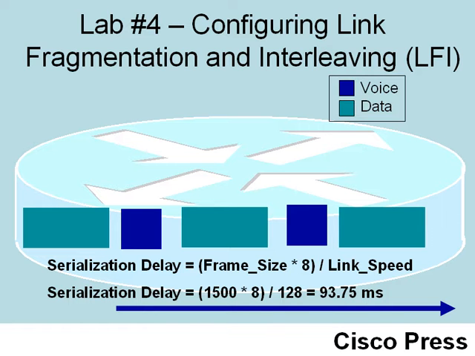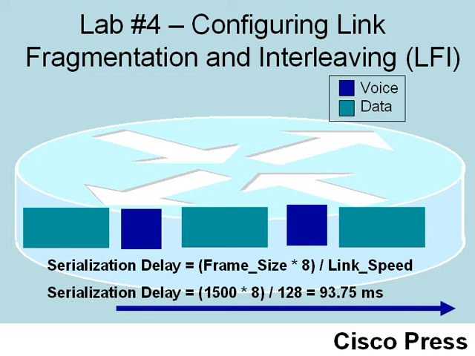In our example, let's say that we have a 1500 byte frame being sent out of a 128 kilobit per second link. That would give us a serialization delay of 93.75 milliseconds. That could start to impact our voice quality to have that much delay before the voice frame ever gets out on the wire. That's why we might need link fragmentation and interleaving.